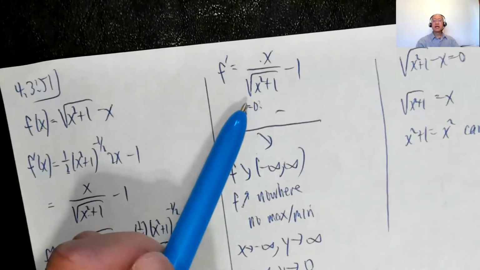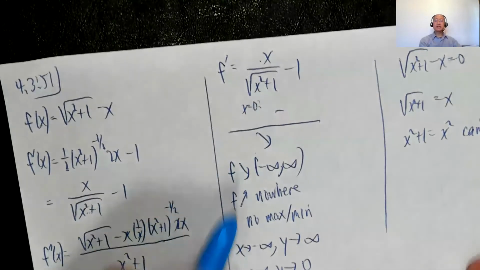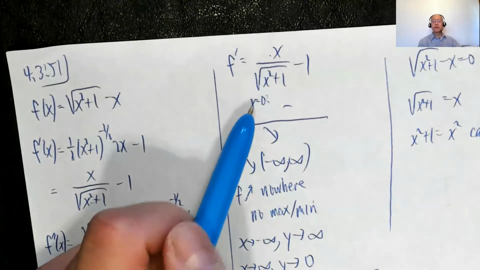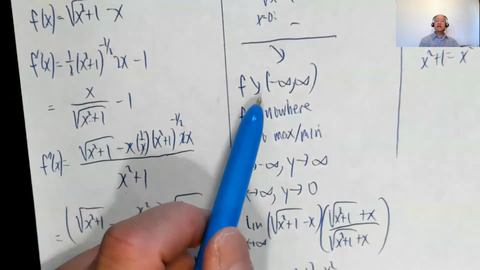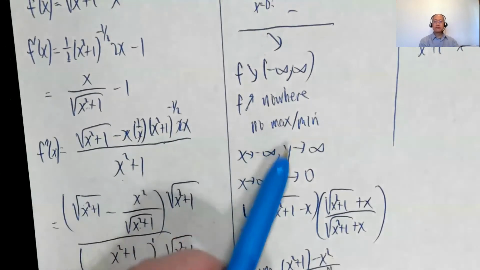There's never a change in increasing or decreasing. So plug in anything you want. Easiest number is 0. I get 0 minus 1, negative. So the function's decreasing everywhere, increasing nowhere, no maximum.